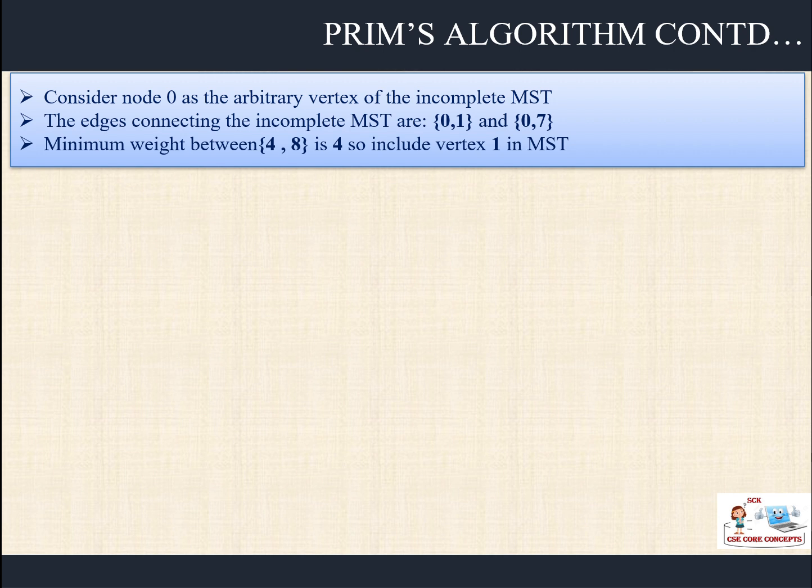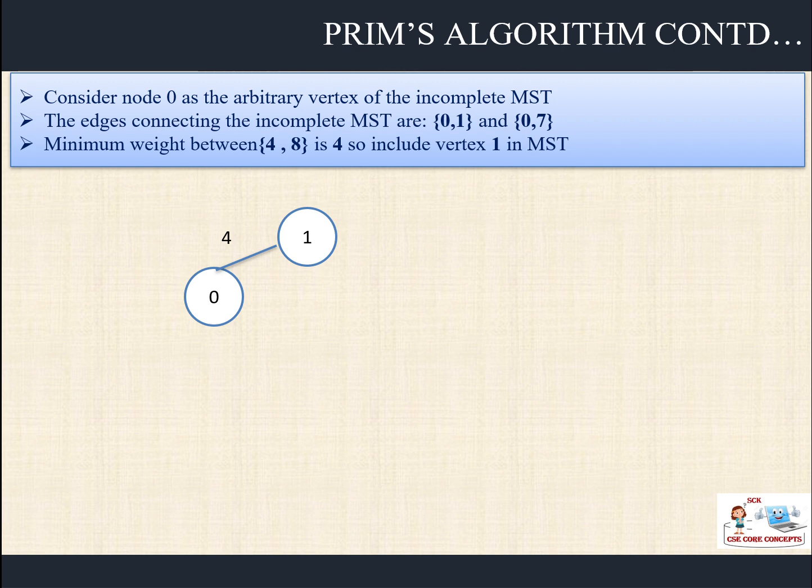So you can see my edges connecting to the MST are 0 to 1 and 0 to 7. The minimum weight among 4 and 8 is 4, so I am going to include vertex 1 in the MST. What is the MST? The minimum spanning tree which I am going to create. Initially there is no tree, there is only one node, the 0th node. Gradually, as the nodes get selected, I am going to go on adding them to the minimum spanning tree. So in the first iteration I am going to add node 1 having weight 4.